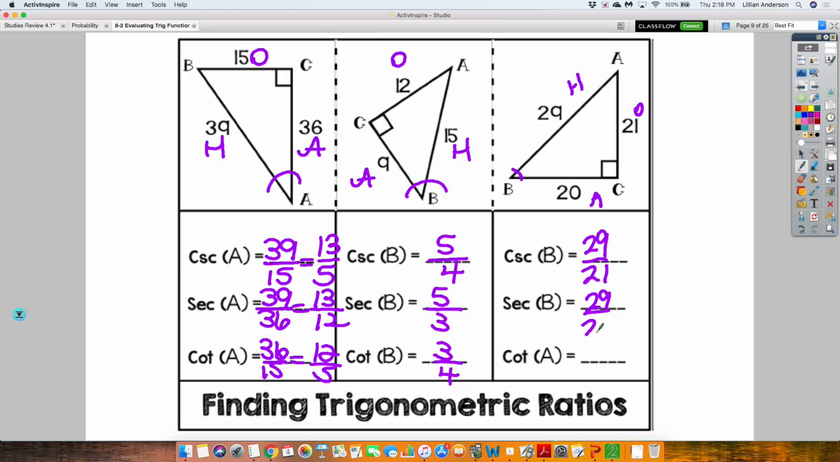Awesome. And now we need, based off of A, cotangent is what over what in general? So I need my adjacent side. What's my adjacent side to angle A? And my opposite? 20. So this answer should be 21 over 20. How is this? Good? Okay, good stuff. Go ahead and get this glued in. No? Don't get your hopes up. We are not done.